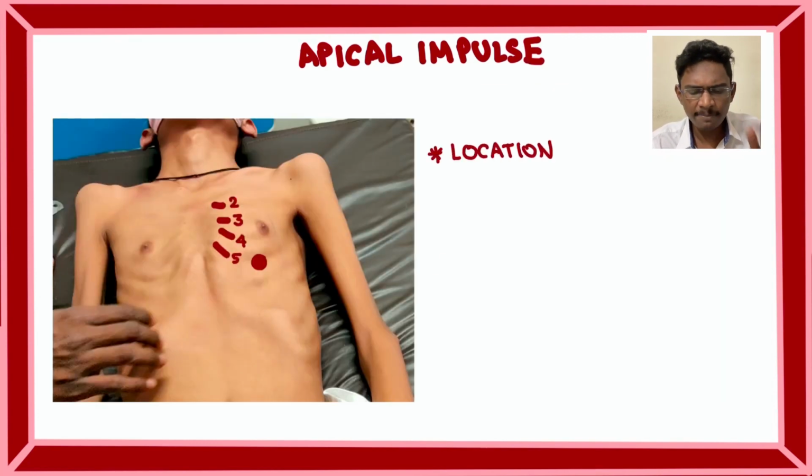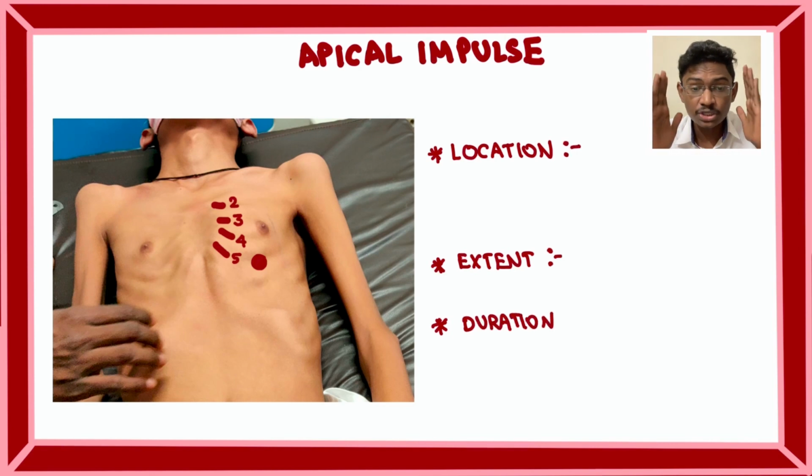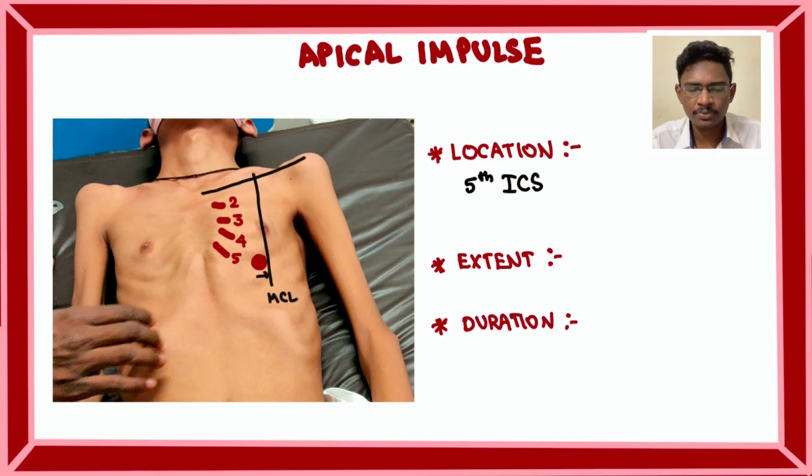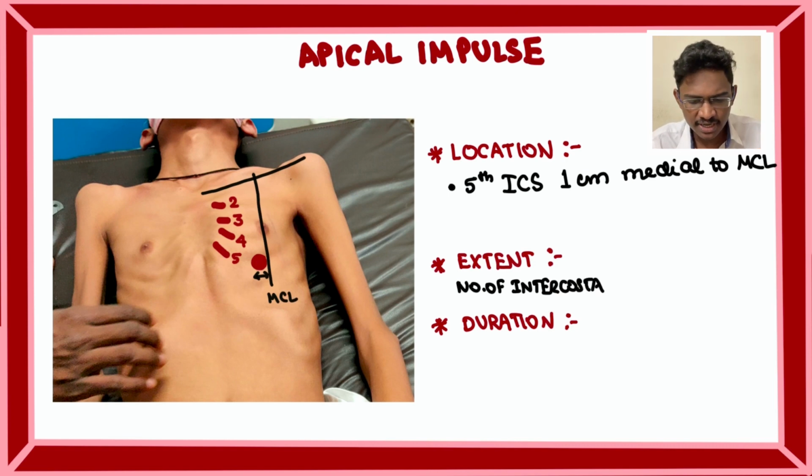Okay, so any apical impulse, how should you describe it? First point is its location. How much extent is it involving? And what is the duration of the apical impulse in relation to the systole? So how to tell all these parameters? Location, as we know, after palpating, you will easily localize the intercostal space. And extent is nothing but the number of intercostal spaces involved.